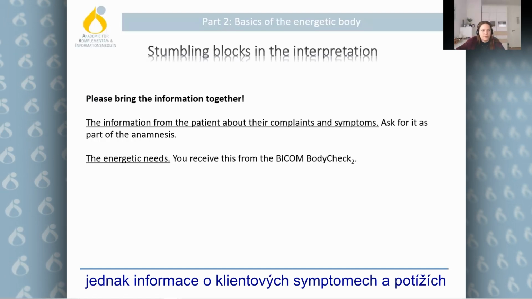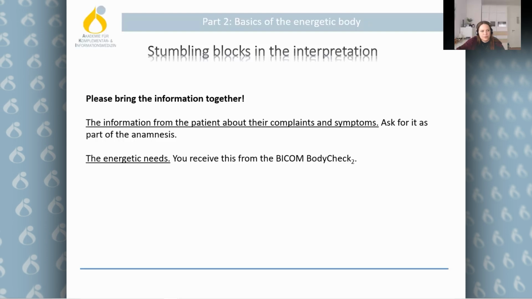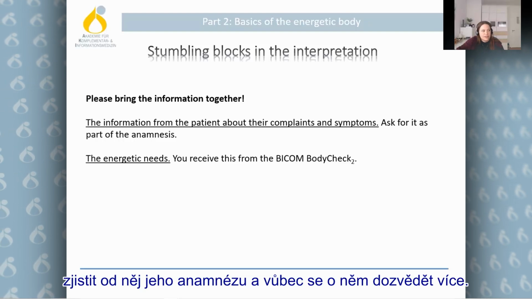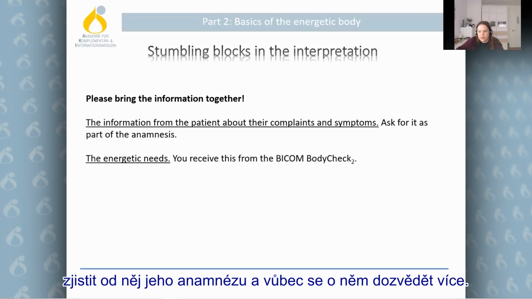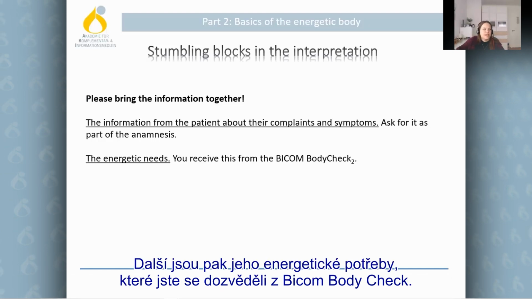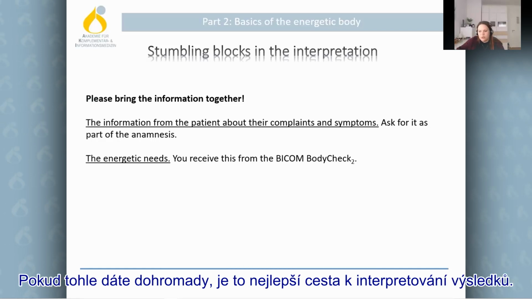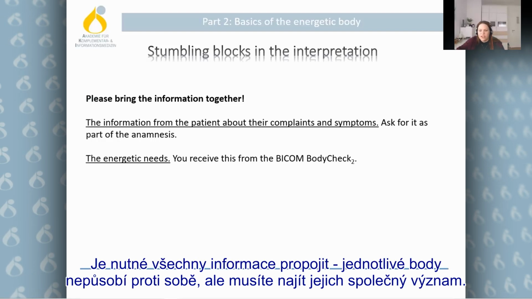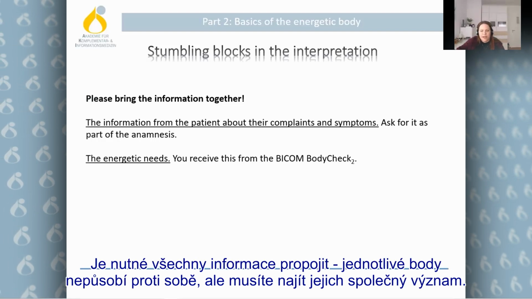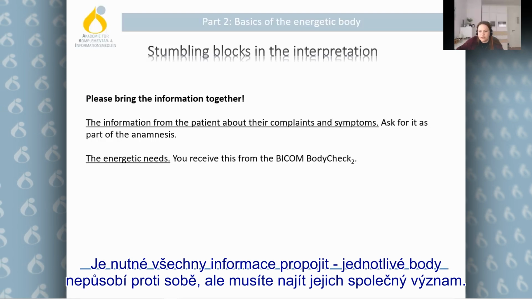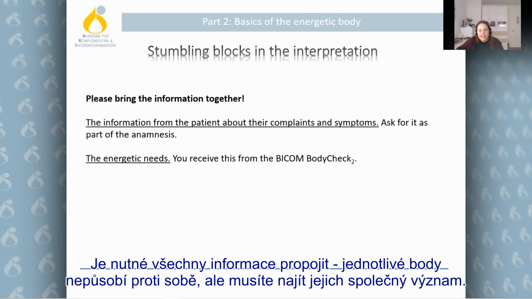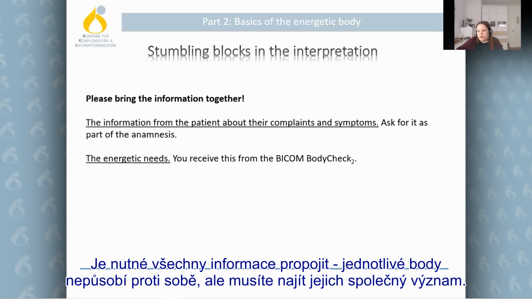So the information from the patient about their complaints and symptoms, ask for it as part of the anamnesis, so that you know a little bit about the patient, and you know the energetic needs, and this is what you get from the BICOM body check. And when you bring those 2 points together, it will be the best way to do the interpretation. So they have to be connected, and these points don't work against each other. These points are important to be seen with each other.